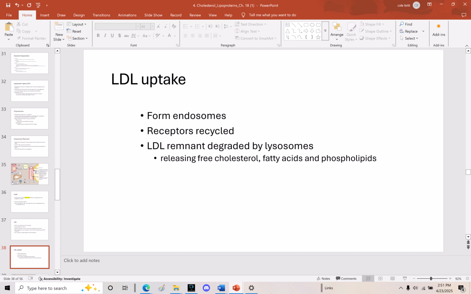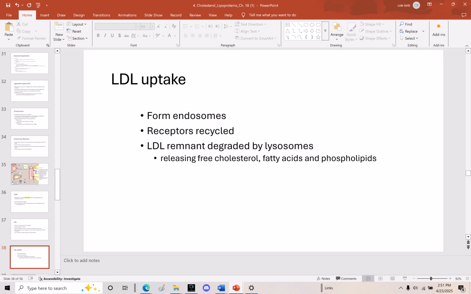And now that cell can use that cholesterol to make whatever it needs. It might need vitamin D, it might need to make estrogen, whatever the cell needs to make. And there's a lot of molecules that we can make from cholesterol. Or it just wants to put that cholesterol in the cell membranes in order to solidify and help the cell membranes be more rigid.